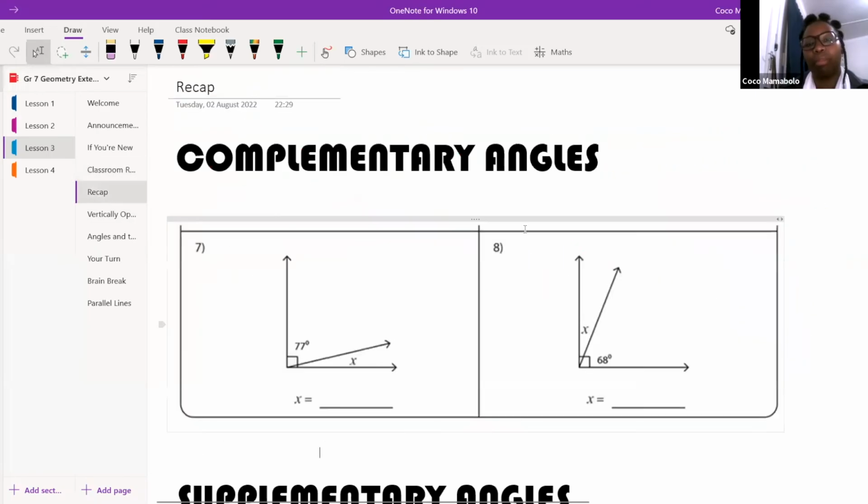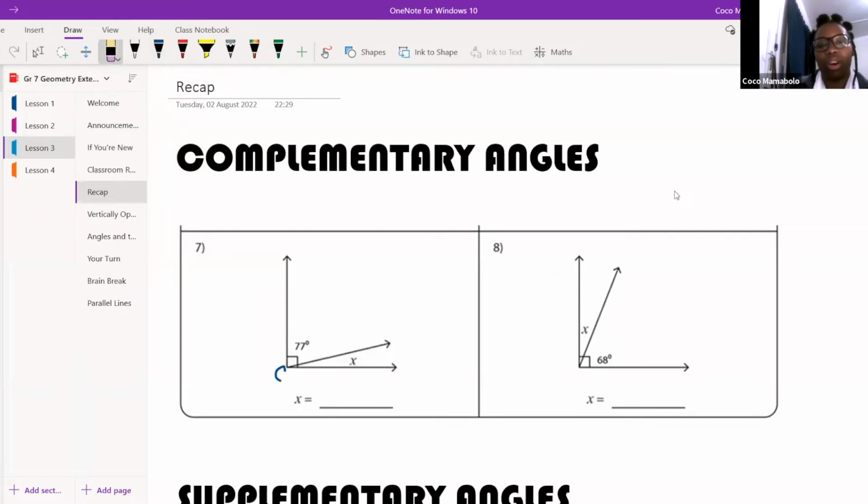We're going to do a recap of what we were doing on Wednesday last week, and we were looking at complementary angles. And remember, when I have two angles that add up to, can anybody tell me what this square over here stands for? Anybody remember? If I don't choose you to speak, you can put your answer in the chat.